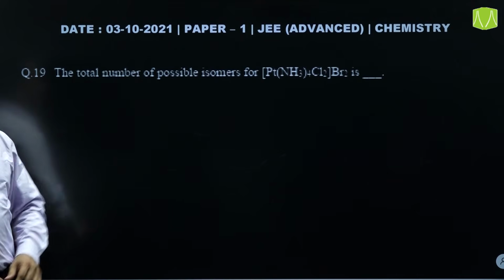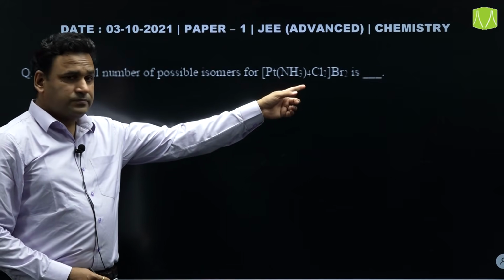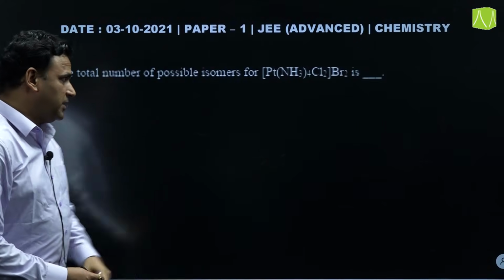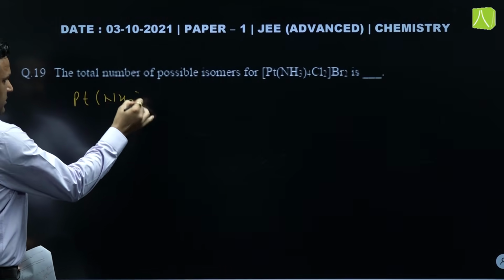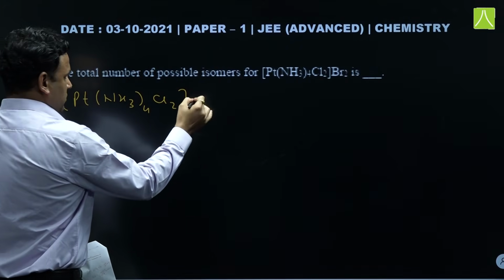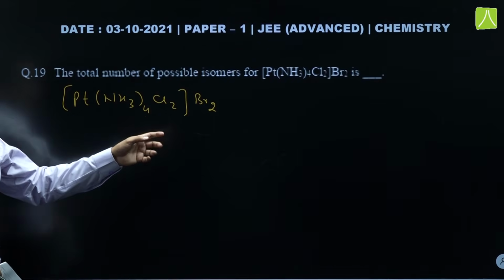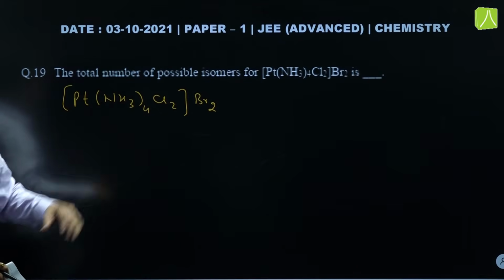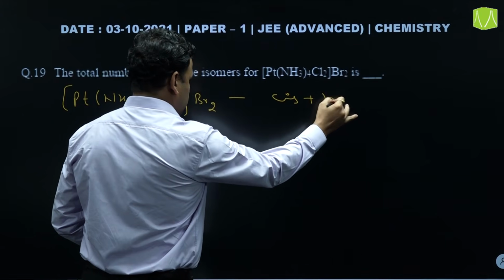from inorganic chemistry. Total number of possible isomers for this complex. So, we have to consider all different possible isomers of this formula. The formula is tetraamine dichlorido platinum complex, and bromine is present in the ionization sphere. Now, this formula itself will show geometrical isomerism. So, there will be two isomers for this formula, cis and trans.